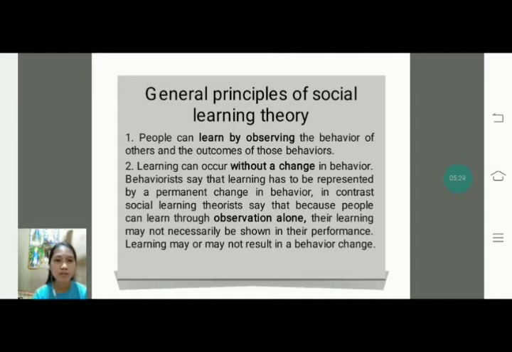So number 2, learning can occur without a change in behavior. Behaviorists say that learning has to be represented by a permanent change in behavior. In contrast, social learning theorists say that because people can learn through observation alone, their learning may not necessarily be shown in their performance. Learning may or may not result in a behavior change. So even if a child is exposed to a certain behavior, it doesn't necessarily mean he or she will have a change in behavior.